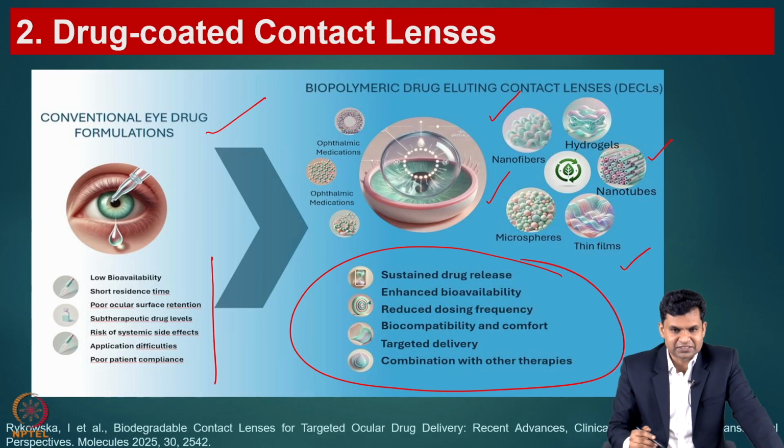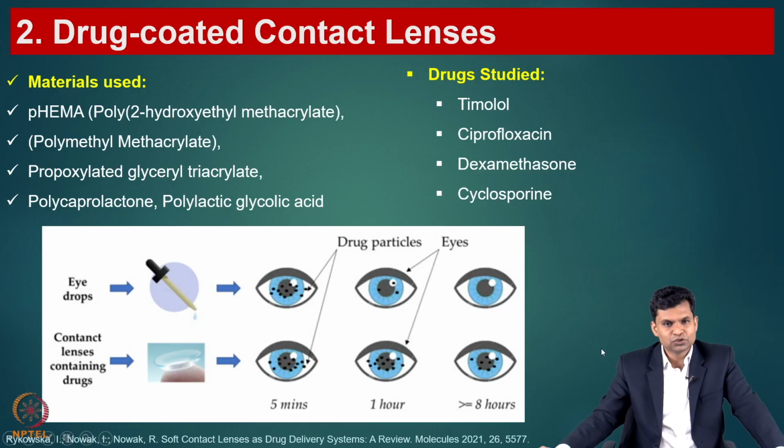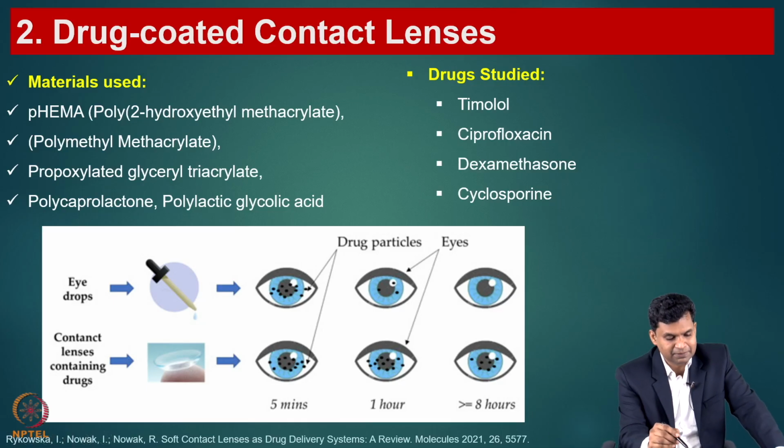So, these are the various advantages: sustained release, enhanced bioavailability, reduced dosing frequency, biocompatibility and comfort, and targeted delivery, and combination therapies are also possible by using the drug coated contact lenses. Here are a few polymers, these are the examples. We can use PHEMA, and also polymethyl methacrylate, and also propoxylated glyceryl triacrylate.